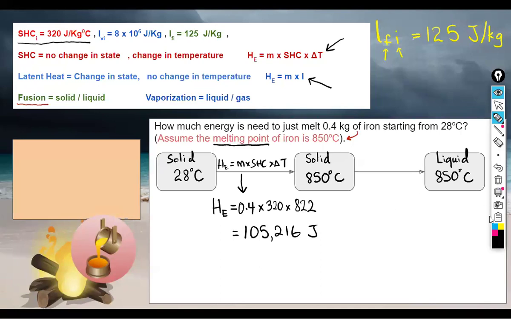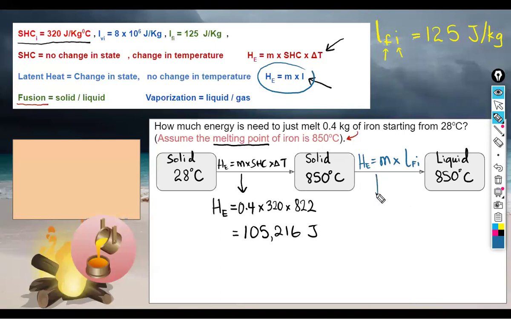All right. Once we know how much energy is used for that portion, then we have to calculate the energy for the second portion. It has to go from a solid to a liquid. Now, when things change state, I know I'm saying it over and over, but I need it to stick: the temperature always remains the same, always. So if it's going from a solid to a liquid, that is a change in state. So we know we're using the blue formula. HE, mass by the latent heat of fusion of iron, right?